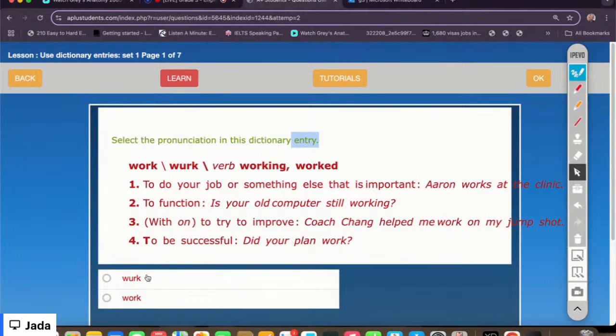All right. So select the pronunciation in the dictionary entry. So which of these is the pronunciation of work here? Is it the first one or the second?